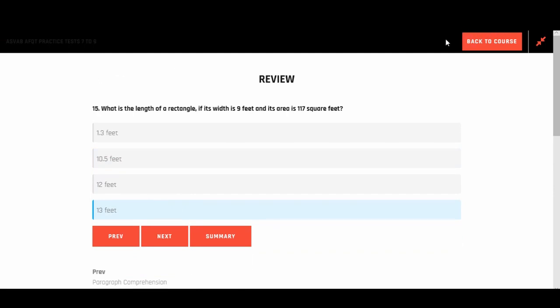Okay, 15 says, what is the length of a rectangle if its width is 9 feet and its area is 117 square feet? So again, we're dealing with a rectangle. We're told its width is 9 feet. We don't know what its length is, so I'm going to let that be x. To find the area of a rectangle, you do length times width. We know the area is 117, so let's plug that in. We know its width is 9, so let me denote this as L just to keep it straight. We don't know what the length is, but we know the width is 9.